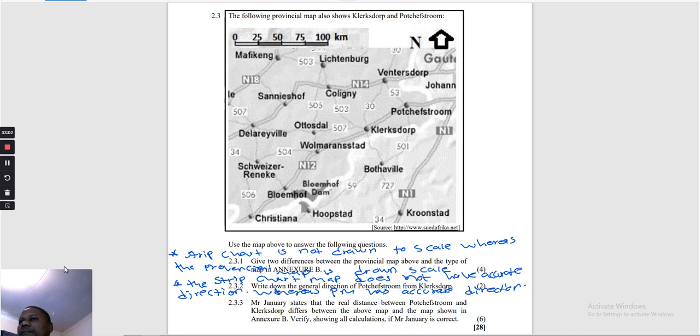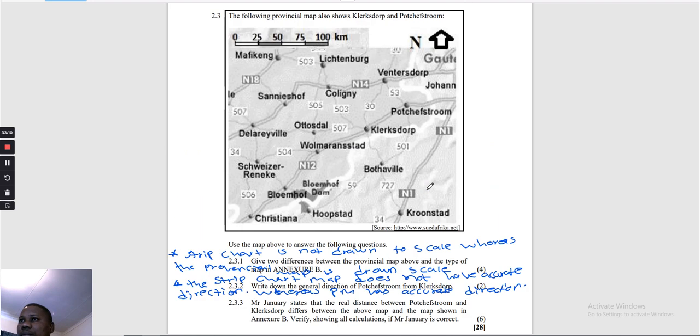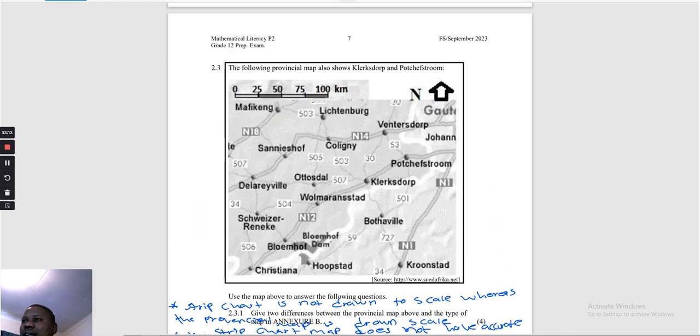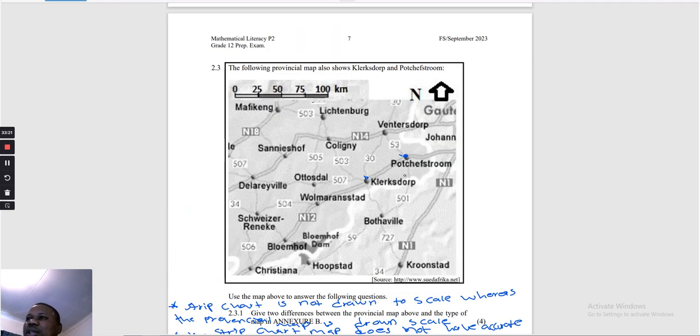Okay, now let's move to the next one. Write down the general direction of Potchefstroom from Klerksdorp. Where is Potchefstroom? Here is Potchefstroom and here is Klerksdorp. They say from where? From Klerksdorp. It means your campus must be drawn at where?